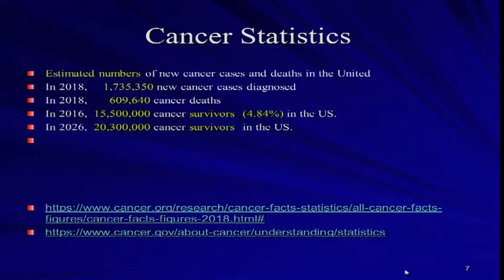Of course, for cancer statistics, usually we start with the simple things. One is the estimated number of new cancer cases or deaths in the United States. For example, they predict in 2018 about 1.7 million new cancer cases. And of course, about 600,000 people diagnosed with cancer are going to die in 2018. Of course, due to the advancement of treatment, there is also cancer survival. In 2016, there were about 15 million cancer survivors.